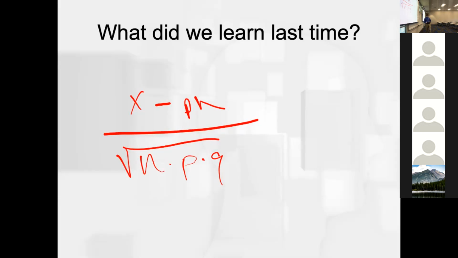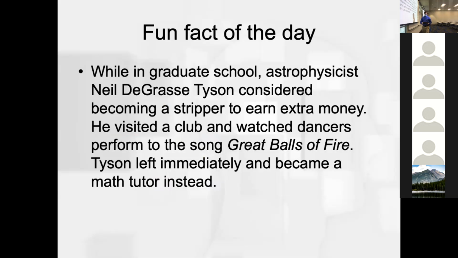All right. Your last fun fact of the day. While in graduate school, astrophysicist Neil deGrasse Tyson considered becoming a stripper to earn extra money. He visited a club and watched dancers perform to the song Great Balls of Fire and left immediately and became a math tutor instead. Yeah, how different would life have been potentially?